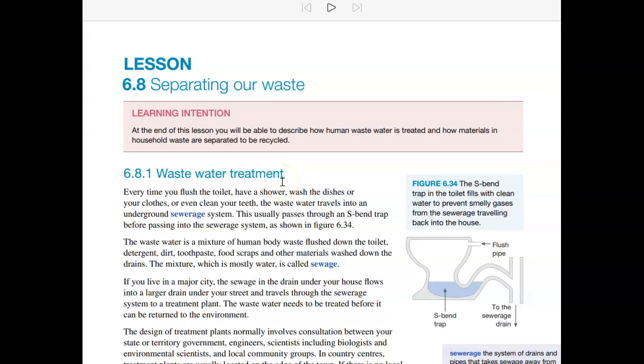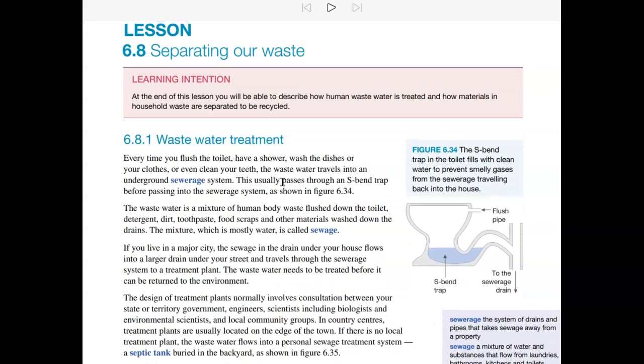Okay, students, in this video, we will be looking at how do we separate our wastes from the water system so that the water bodies do not get polluted. So it's a section on your Jacaranda book, and I'm going to just read this, and please make sure you listen to this properly. You can make notes. Let's get started.